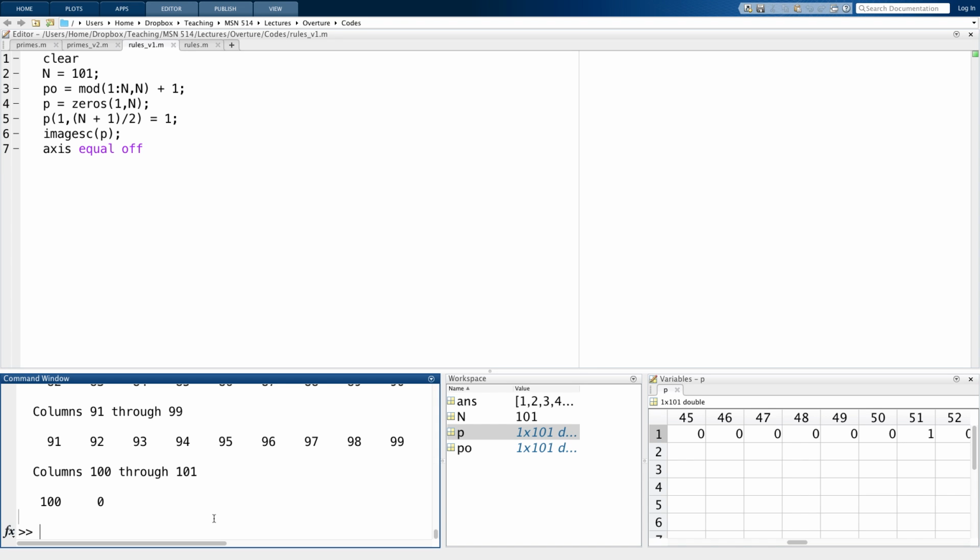Now, what about the negative one? What if I want to have 5, 1, 2, 3, 4? Do you understand the point? 1 to 5 is this one. Mod 1 to 5, minus 1.